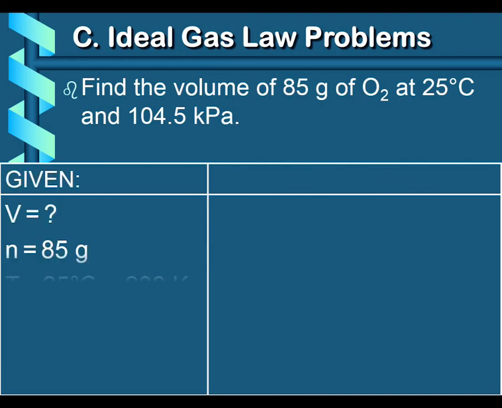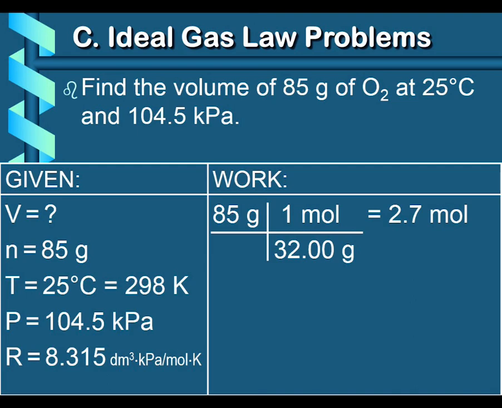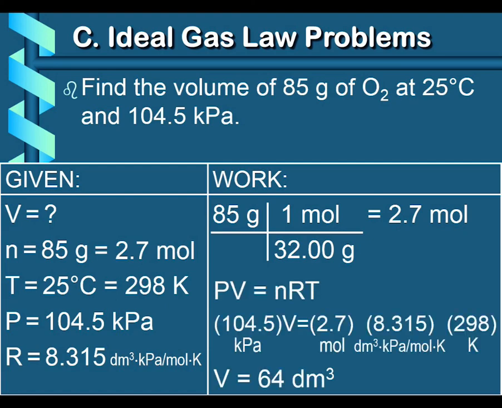So there's our information given. This already shows you the math, getting the N switched over to moles. So we did have to do grams to moles. PV equals nRT, plug everything in to get volume all by itself down here. You do have to take this number and divide it on both sides. So in your calculator, it'd be 2.7 times 8.315 times 298 divided by 104.5 kilopascals.